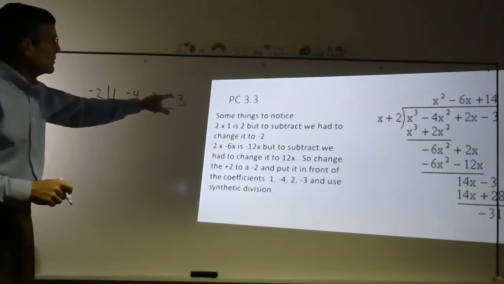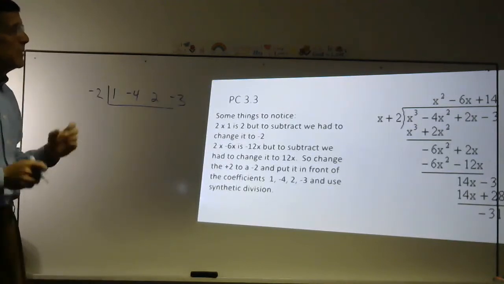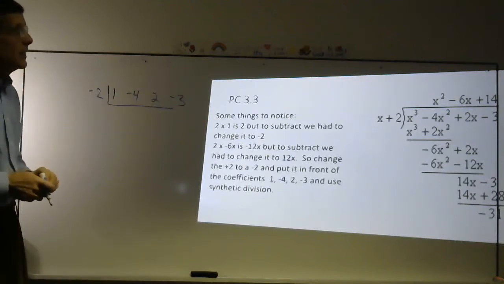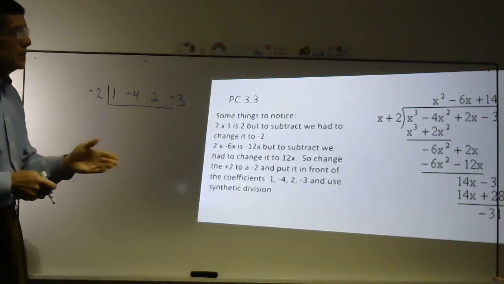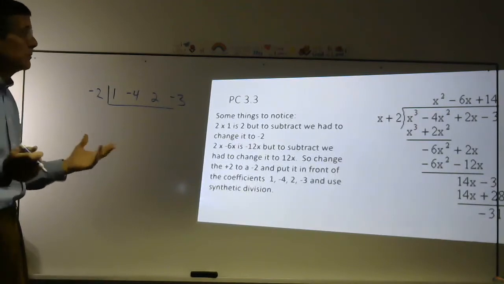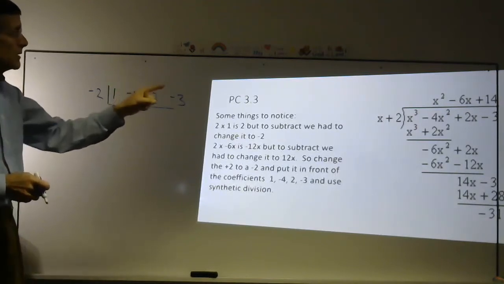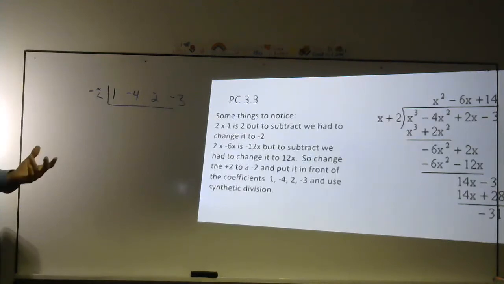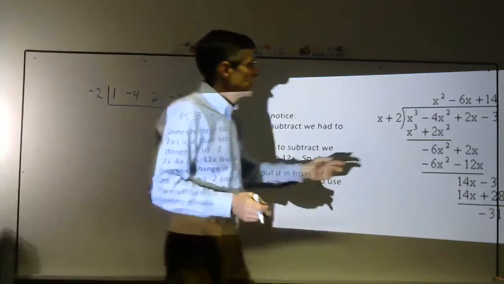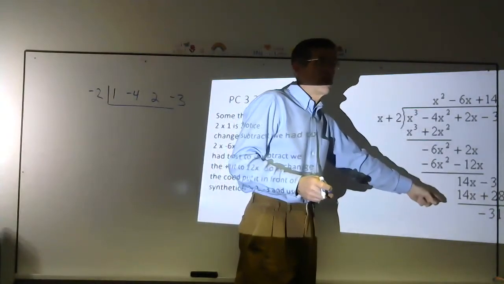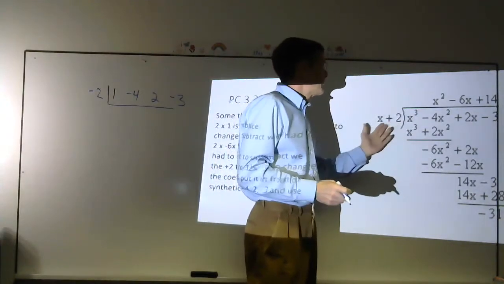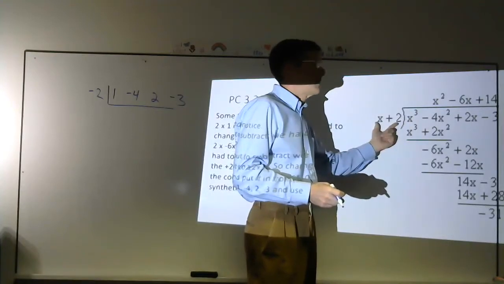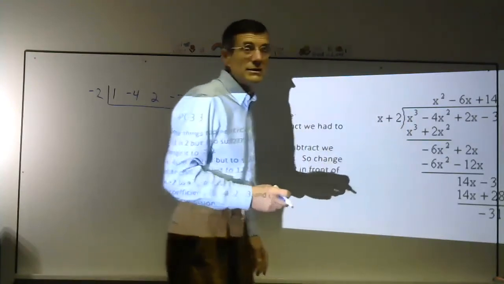These are the numerical coefficients of your dividend, and make sure you watch out for any missing terms. There are no missing terms in that dividend. It's a 1, a negative 4, a 2, and a negative 3. If there were missing terms, you have to put a 0 in there. X plus 2, change it to a minus 2. A couple reasons why you do that. The first is because of subtraction. You always change the sign and add. The other way is if this is a factor, and you're solving this equal to 0, wouldn't you set it equal to 0 and get negative 2 anyway, right?